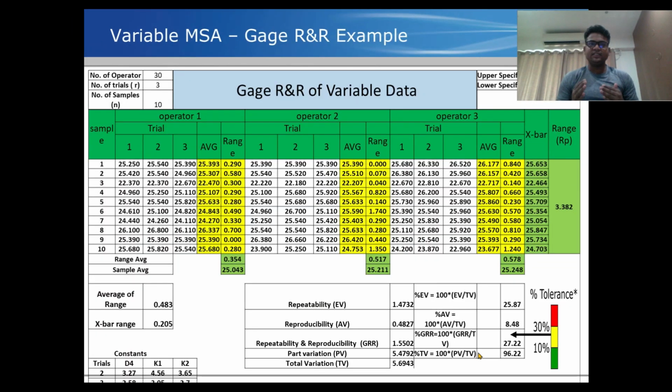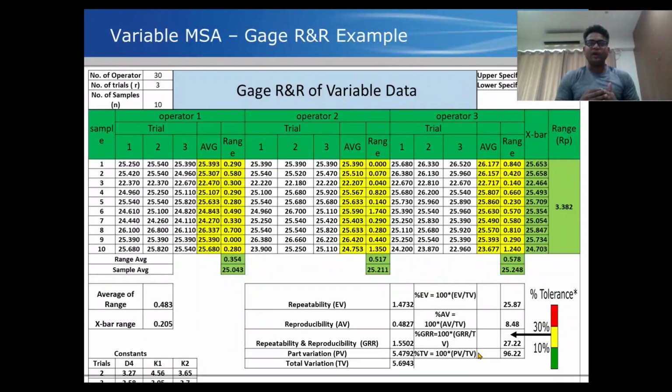So guys, this is about variable MSA gauge R&R. I hope you have understood easily. If you again have any doubts, then please drop your queries in the comment box. I will reply as soon as possible.